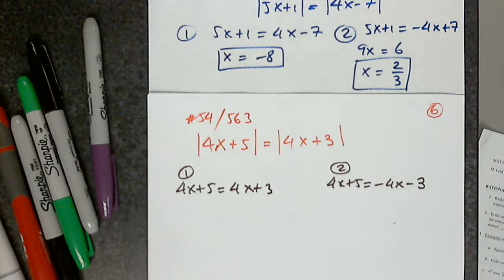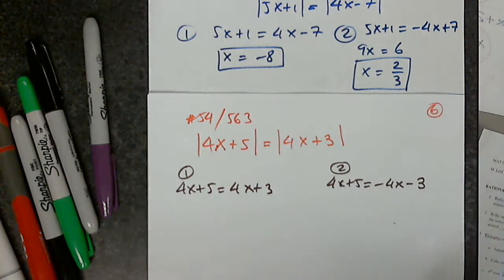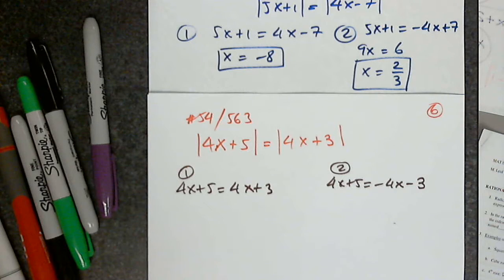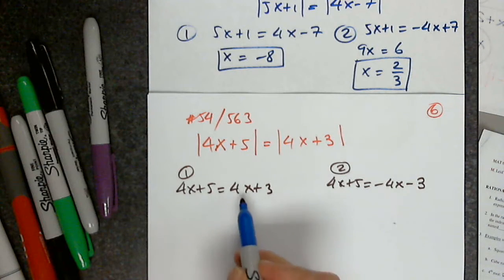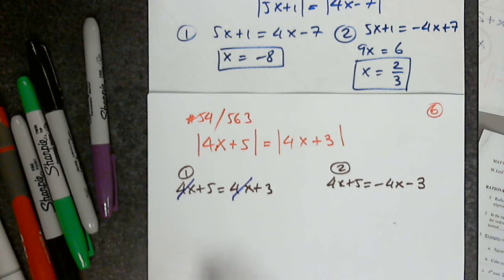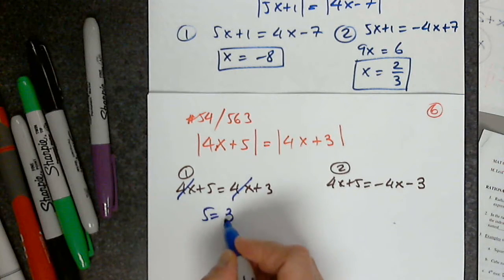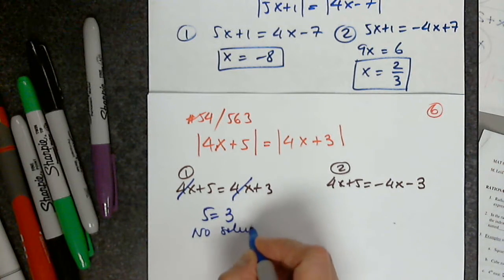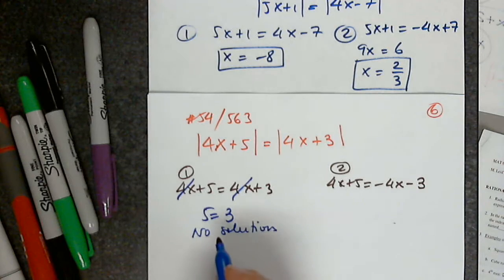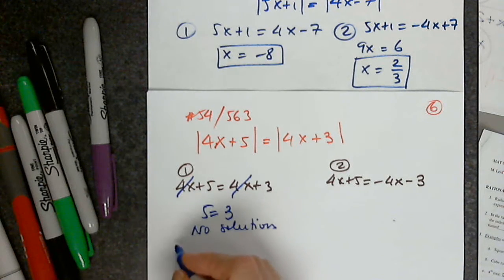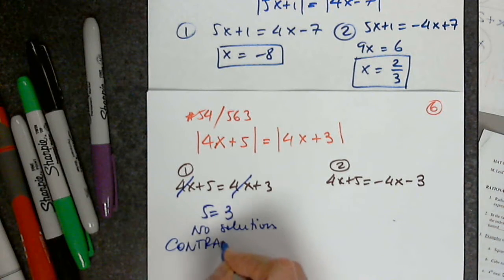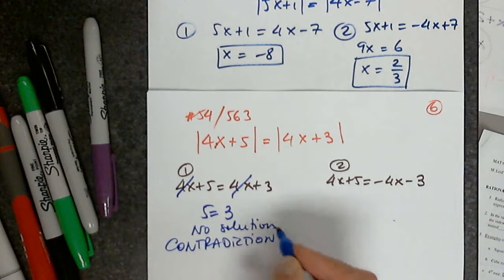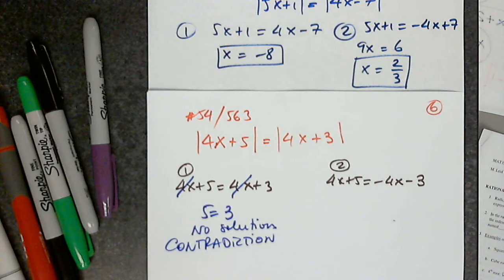Ready? Okay. Thank you. Do we need more time? Okay. So I subtract 4x from both sides, and I get that 5 equals 3. Of course, no solutions. This equation is called contradiction. No solutions. Must be a contradiction.